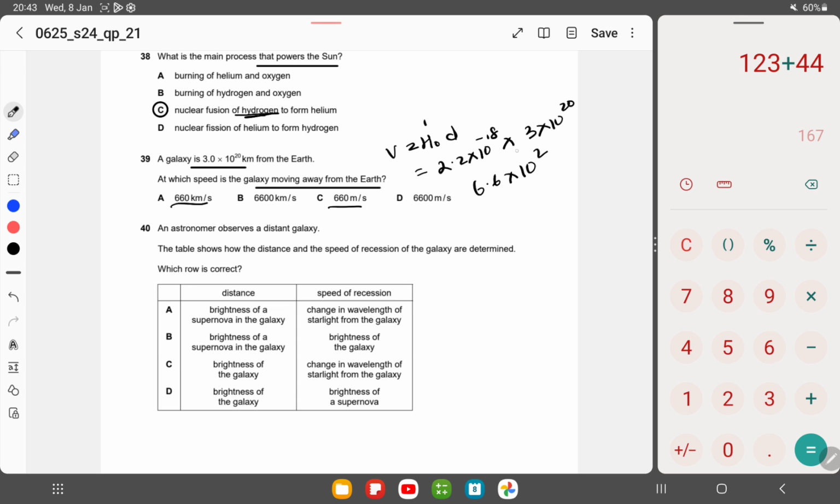Two options with 660. What unit have they given? Kilometer. I have also used kilometer. So kilometer. Okay, very smart. So the answer has to be A.